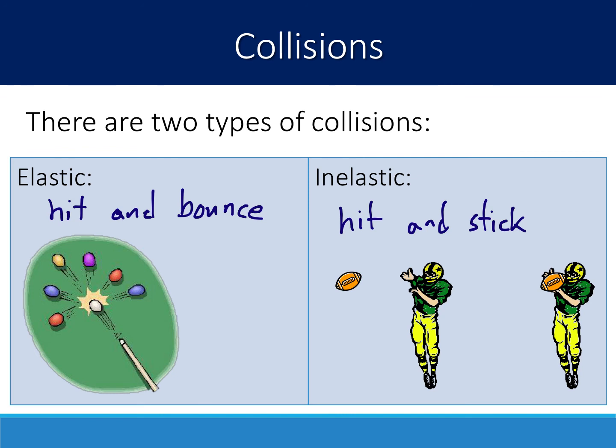Inelastic is the opposite. It's where something hits and sticks. As you can see here, the football is going to collide with the football player, but then they hopefully will catch it, and so they will have the same velocity after the collision. All right, so those things are important when we differentiate between the two types of collisions. Either hit and bounce, which is elastic, or a hit and stick, which is inelastic.